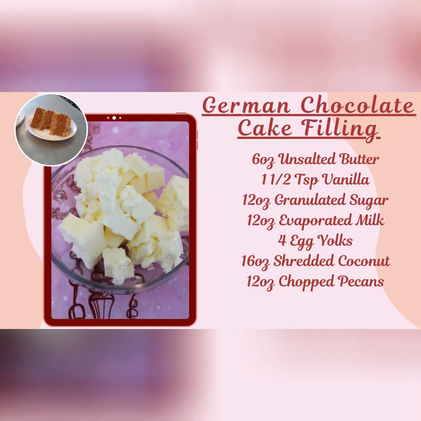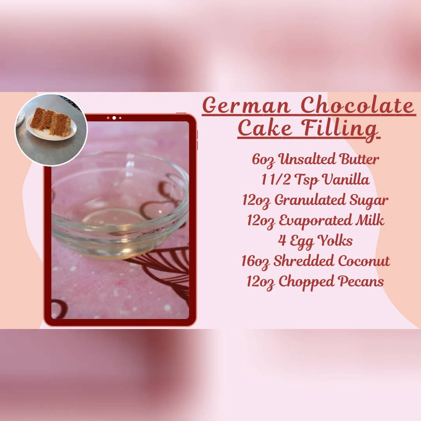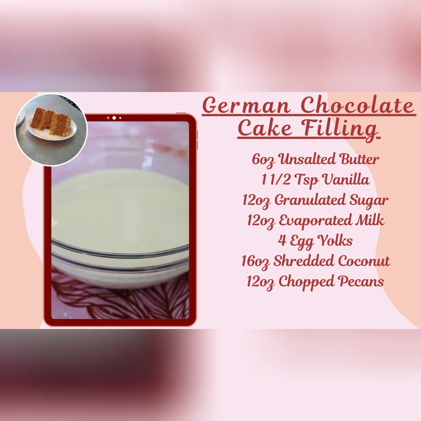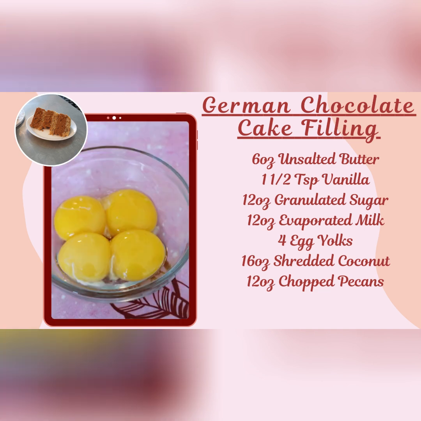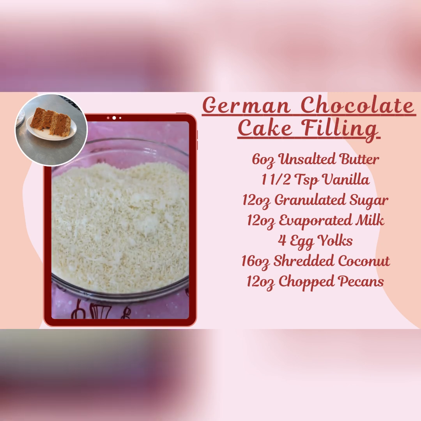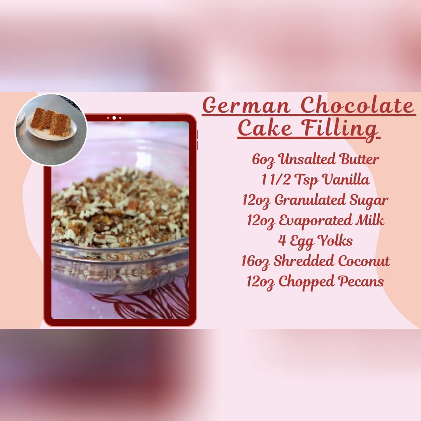This episode is 2 parts, so right now get that pen and paper, that photographic memory out, because it's time for the filling portion of our German's chocolate cake recipe. For our cake filling, you're going to need 6 ounces of unsalted butter, 1.5 teaspoons of vanilla, 12 ounces of sugar, 12 ounces of evaporated milk, 4 egg yolks, 16 ounces of shredded coconut, and 12 ounces of chopped pecans.